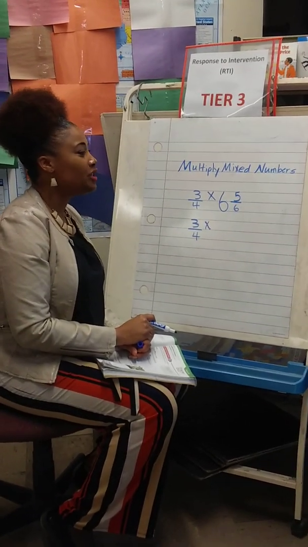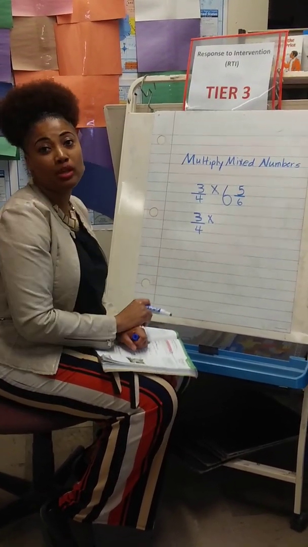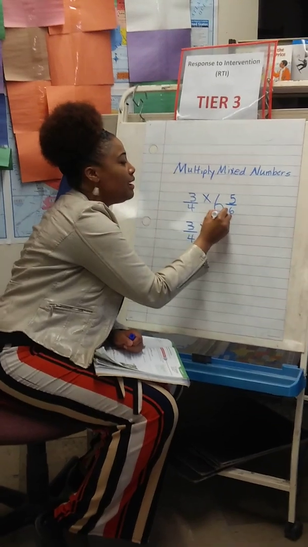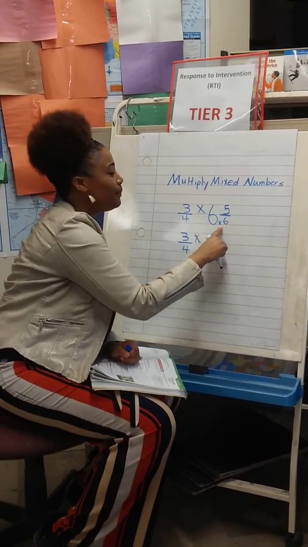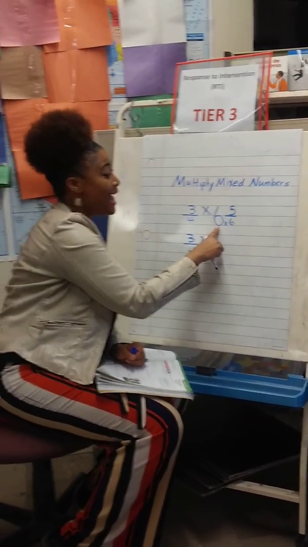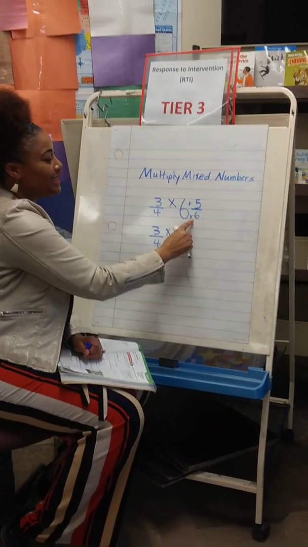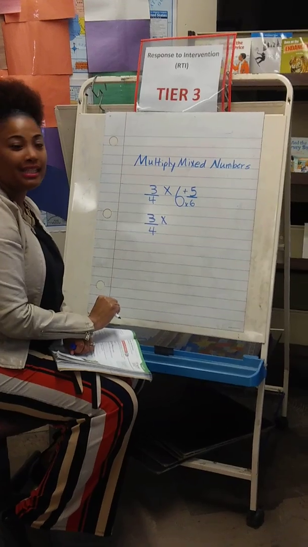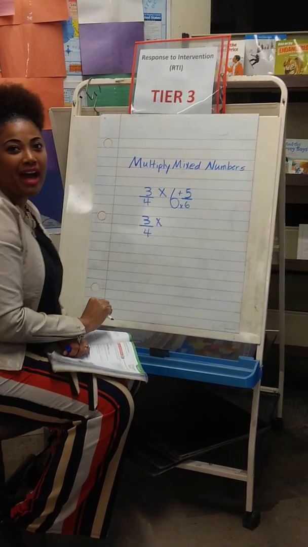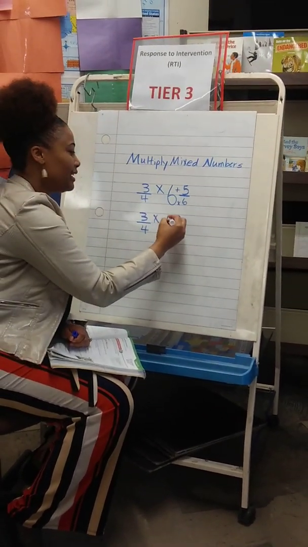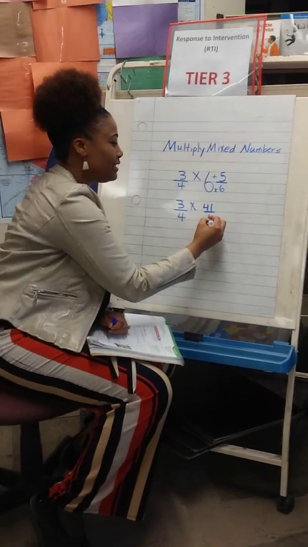To change a mixed number to an improper fraction, you simply multiply the denominator and the whole number and add that product to the numerator. So 6 times 6 is 36, and 36 plus 5 is 41. And the denominator stays the same.